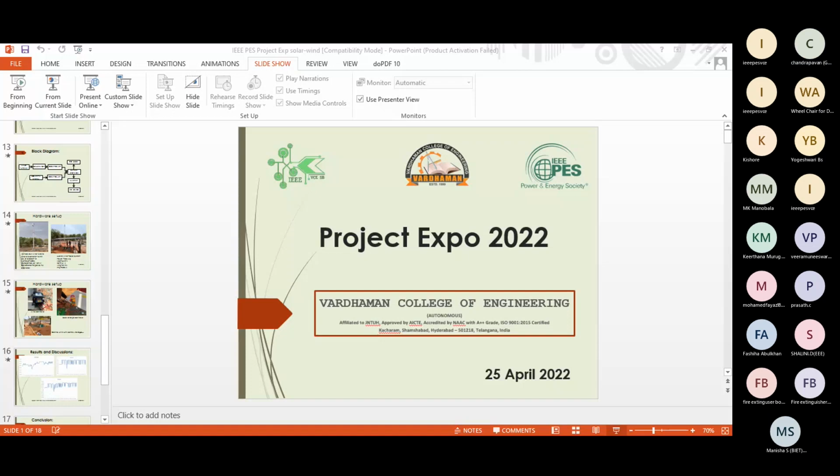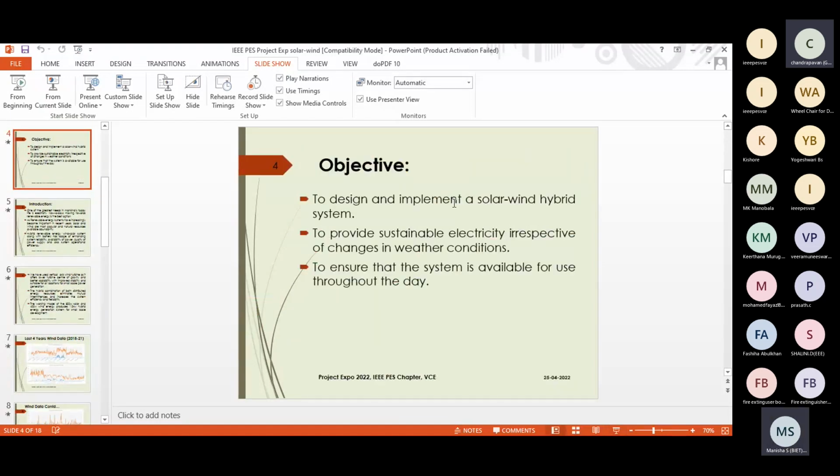Your slides are not moving. Please exit from slideshow mode and you start explaining. Exit from slideshow mode. Double click on the slide you want to go to, and it will go there. Exit from slideshow mode and you use that. Yeah, now it is visible. You follow this one. Okay, sir.